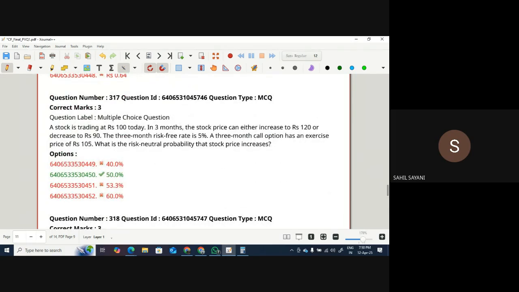Okay, now the next question. A stock is trading at ₹100 today. In 3 months, the stock price can either increase to 120 or decrease to ₹90. The 3-month risk-free rate is 5%. A 3-month call option has an exercise price of ₹105. What is the risk-neutral probability that the stock price increases? Yesterday we had covered this formula.